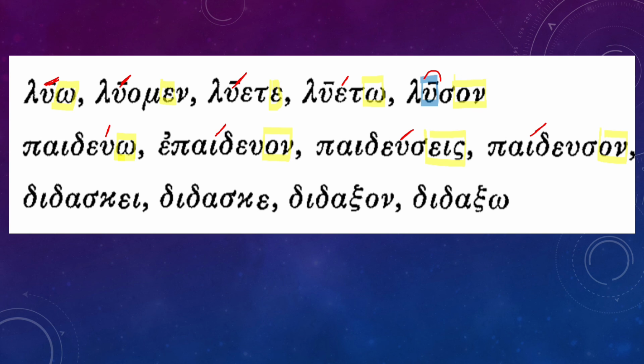Now let's look at didaskē. So didaskē has 3 syllables with the ultima being long, and so it will take an acute on the penult. Didaske has the same 3 syllables, only that the last syllable is short, and so the accent will be on the antepenult.